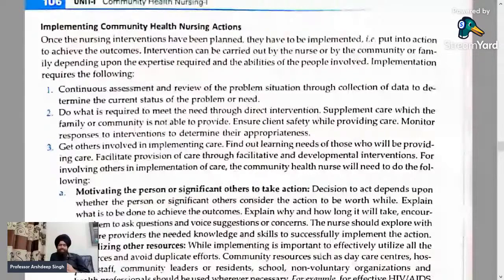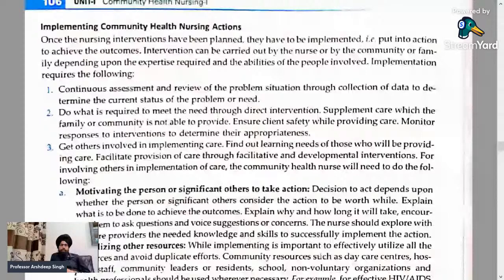In an effort to achieve the best results, in what form should we implement various types of interventions? These are the steps. Firstly, continuous assessment should be there, and review of the problem situation through collection of data. While you are implementing some of the interventions, you should continuously assess that process and review the problem situation: after the implementation of some interventions, are you getting the results that you have expected? So you have to continuously assess them.